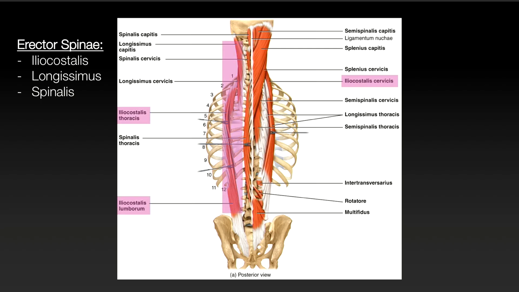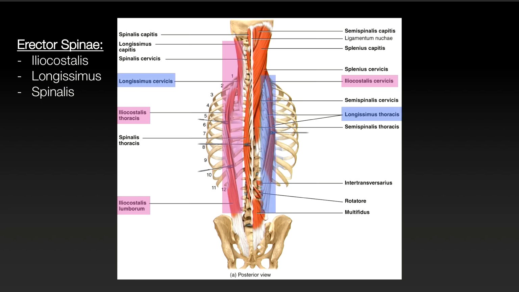Iliocostalis, let's take a look. Each of these are divided into different regions depending on what portion of the vertebral column they span, where they originate and where they insert. And we're not focusing so much on the divisions as much as the muscle as a whole, or all three groups together. So there are divisions. You can see thoracis, indicating this is part of iliocostalis that covers the thoracic spine, or lumborum, part of iliocostalis that covers the lumbar spine. But we're considering these groupings together.